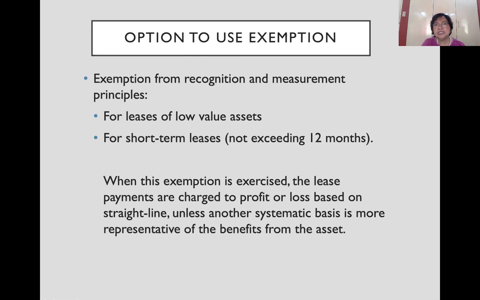However, for these leases, you have the option, meaning you have the alternative not to use the general principle of capitalizing the right of use asset and recording the lease liability. And this is limited only for leases of low value assets. In IFRS 16, the example given for low value assets is up to computer notebooks.